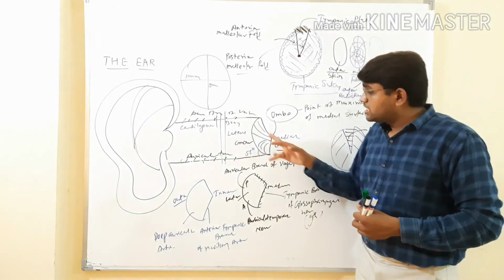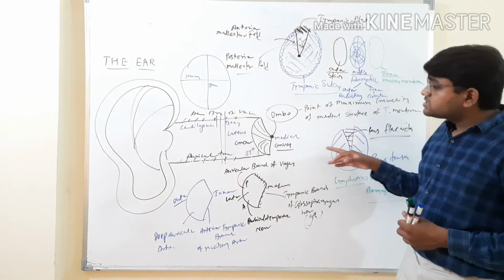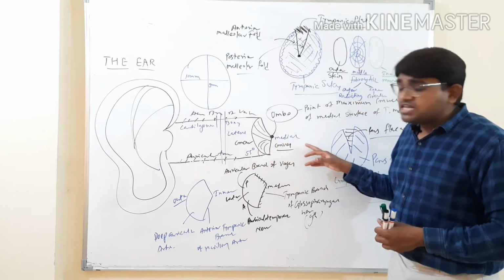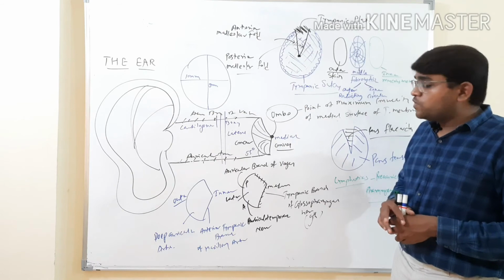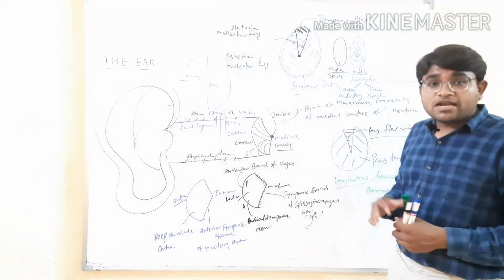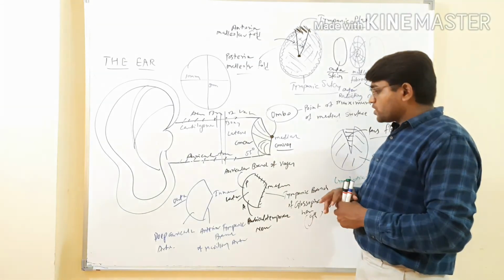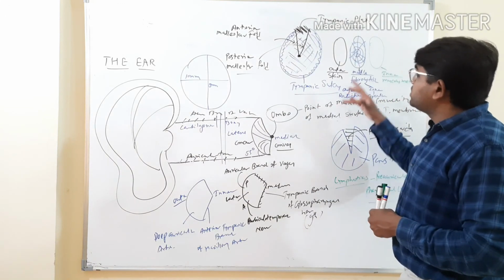It has two surfaces, the lateral and the medial. The lateral surface is concave, whereas the medial surface is convex. The point of maximum convexity is known as the umbo, and it is attached to the handle of the malleus bone. Now the composition of the tympanic membrane.